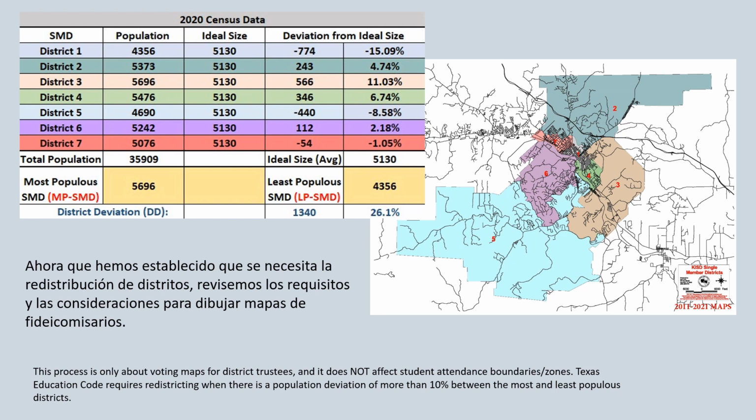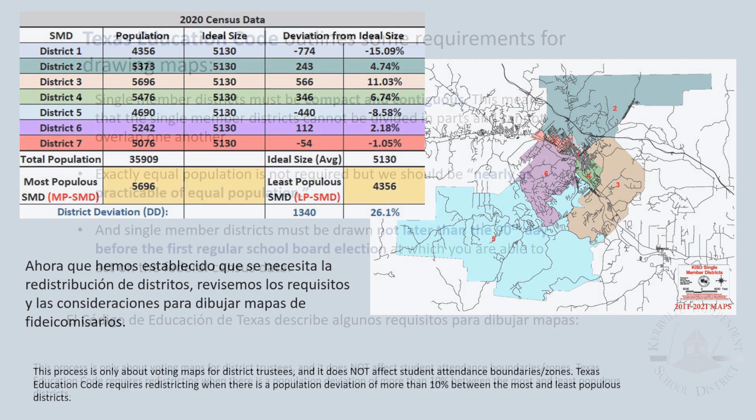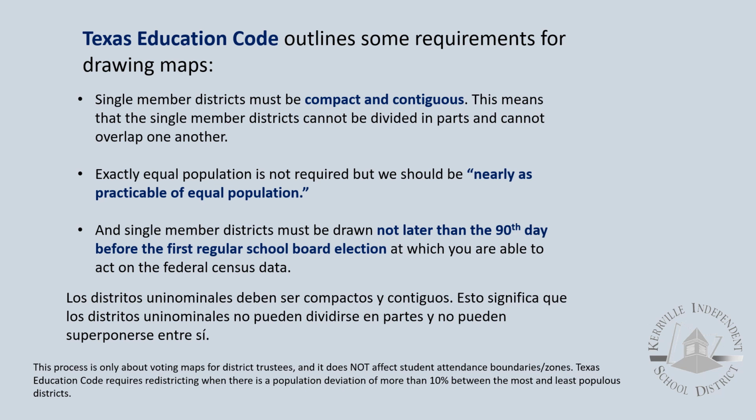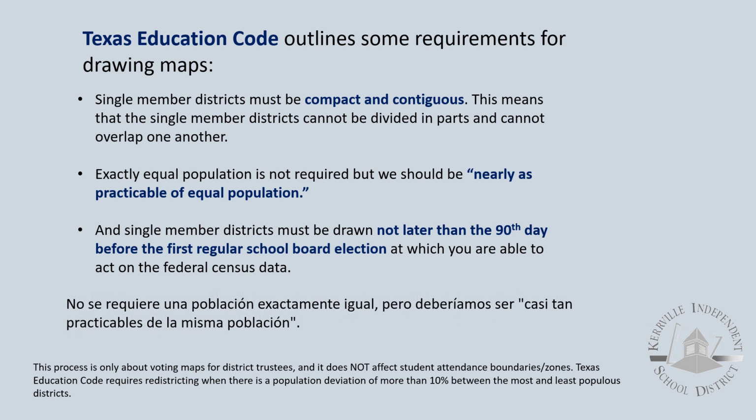Now that we've established that redistricting is needed, let's review the requirements and considerations for drawing trustee maps. Texas Education Code outlines some requirements for drawing maps. Single-member districts must be compact and contiguous. This means that the single-member districts cannot be divided in parts and cannot overlap one another. Exactly equal population is not required, but we should be nearly as practicable of equal population.